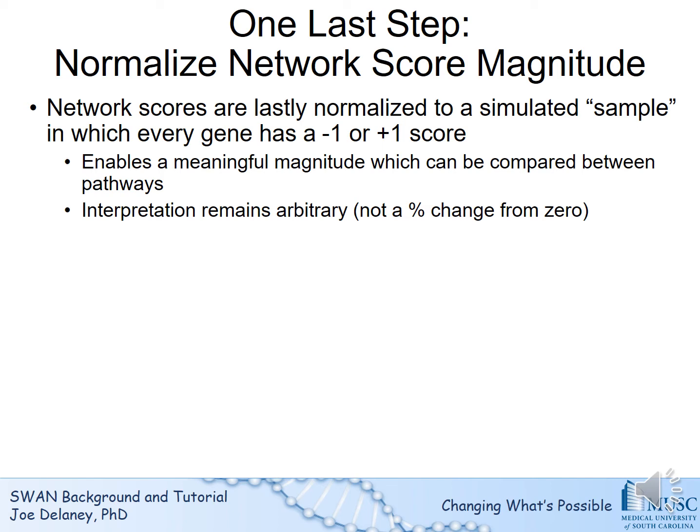This does remain as an arbitrary interpretation, so it's not like if you get a number of 30, that's a 30% reduction. It will remain somewhat arbitrary, but it is comparable across all pathways, and that's really the important aspect here.